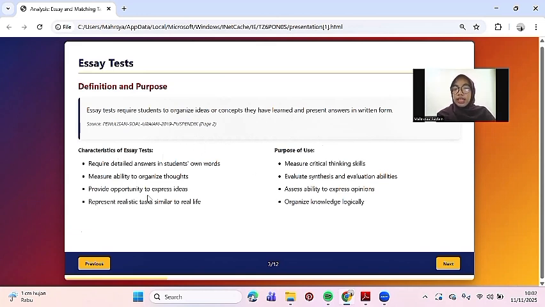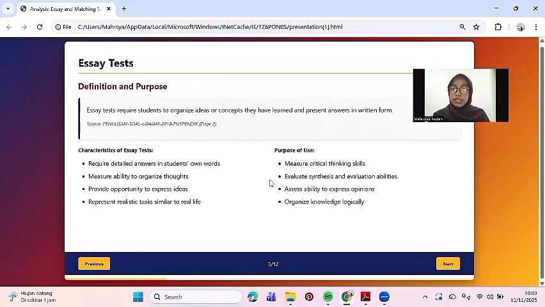The first is they require students to write in detail and to answer in their own words. Second, they measure how students organize their thoughts and ideas logically. Third, essay tests give students the chance to express opinions and show creativity. And lastly, they represent real life tasks, because in real life, people often need to explain or justify ideas in writing. The main purpose of essay tests is to measure students' critical thinking and reasoning skills.